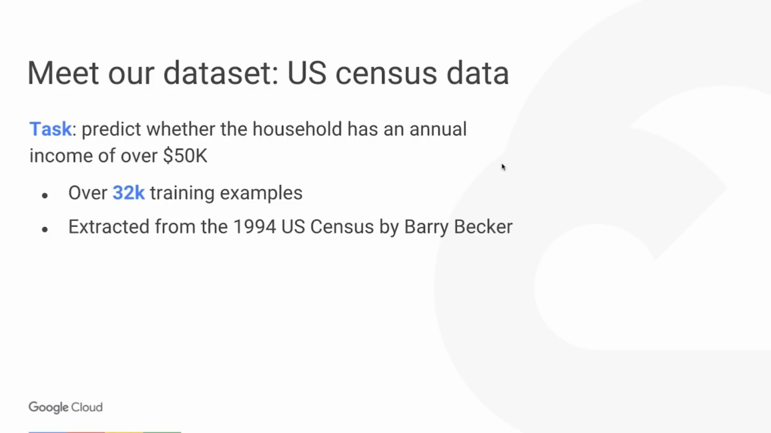And the task is to predict whether an individual household has an annual income of above or below $50,000. So 0 for below and 1 for above. So very straightforward. And what we're going to do is take this data set and use it as an example to run through the workflow, so you can then plug in your data set to this same model. We're going to use the wide and deep model, and we're going to run it against our census data.